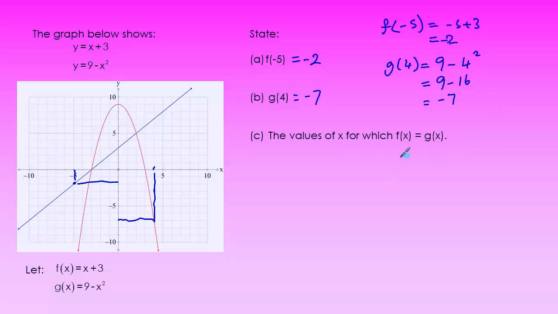We want the values of x where f of x is equal to g of x. Now f of x is equal to g of x where the graphs cross. So we can see that happens when x is 0. And then we can also see that that happens when x equals 2.